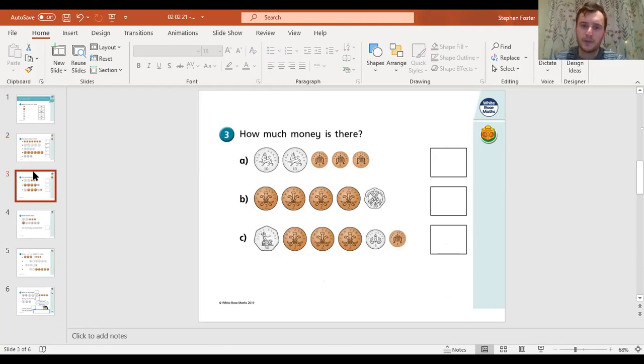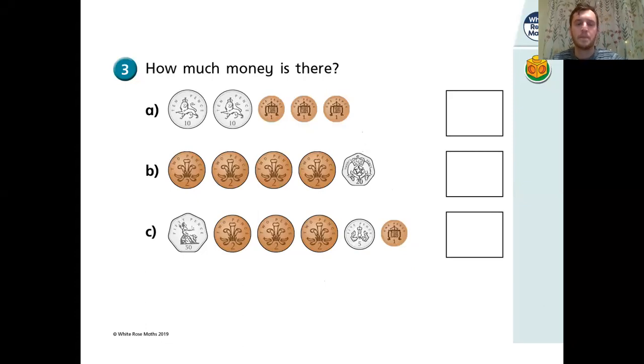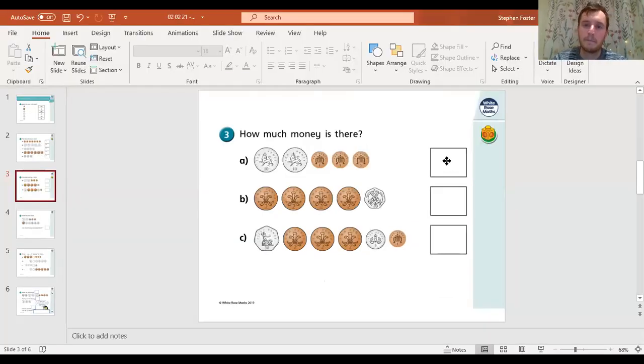The next question, how much money is there in total? I'm going to make it a bit bigger so you can see it a bit more clearly. As always, pause the video here, have a go at those. This time it's a bit trickier. There's different amounts or coins of different value. Let's have a look at those together then.